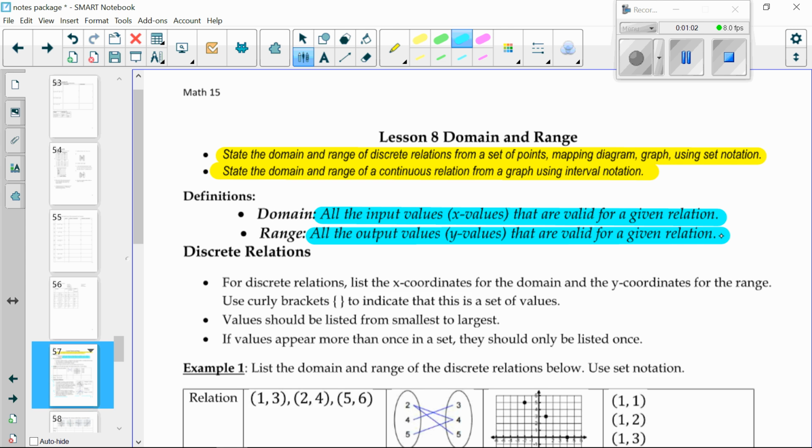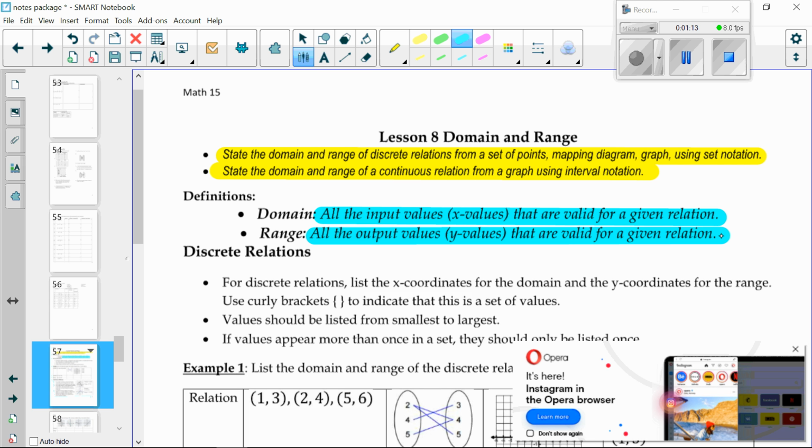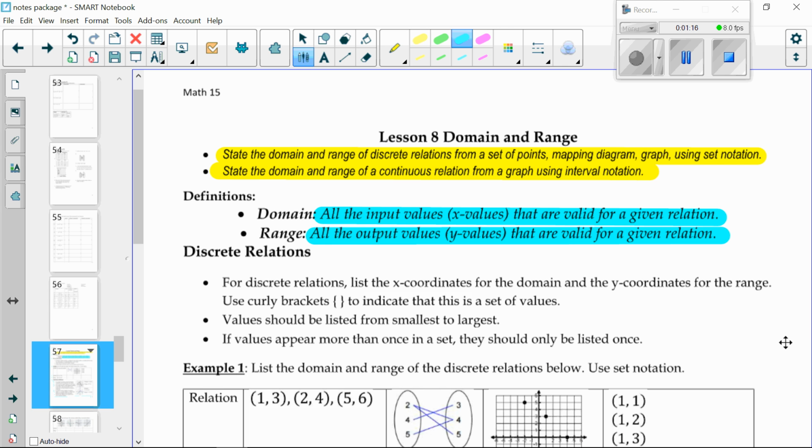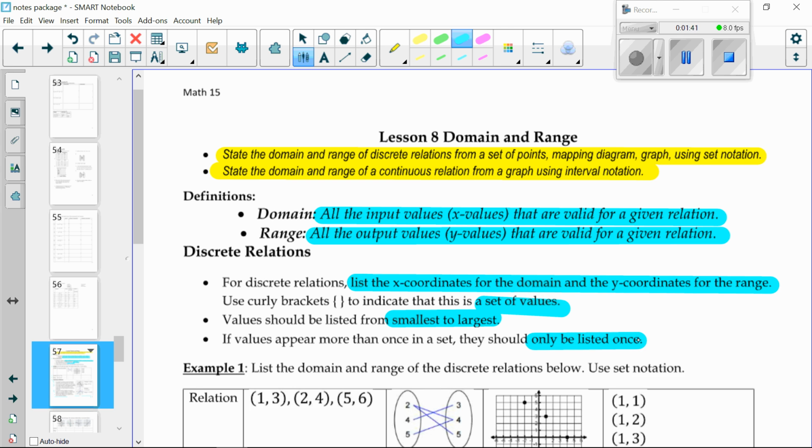Okay, so let's talk about discrete relations. Remember, the graph might look like just points on the graph, not joined with a line or anything like that. For discrete relations, list the x coordinates for the domain and the y coordinates for the range. Use curly brackets to indicate that this is a set of values. Get used to it, you're going to be doing it a lot. The values should be listed from smallest to largest. If values appear more than once in a set, they should only be listed once.